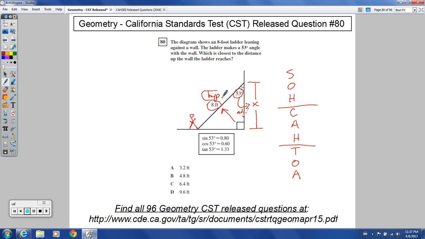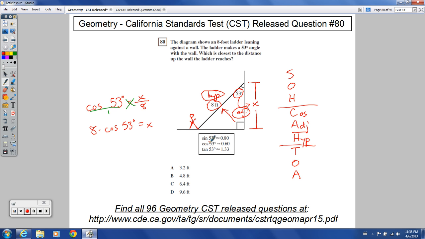Which one uses hypotenuse and adjacent? That's right here. That's cosine. So cosine, we're going to use hypotenuse and adjacent. Cosine is adjacent over hypotenuse. So here it's going to be the cosine of 53 degrees would equal adjacent is x, hypotenuse is 8. And we could make this a fraction, put it over 1 and then cross multiply, and we would have 8 times the cosine of 53 would equal x. Is this x feet? Yes, it's x feet.